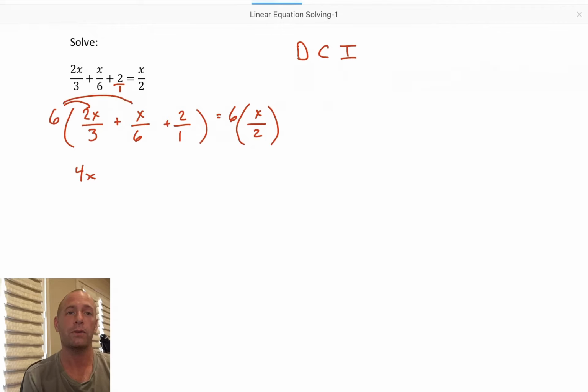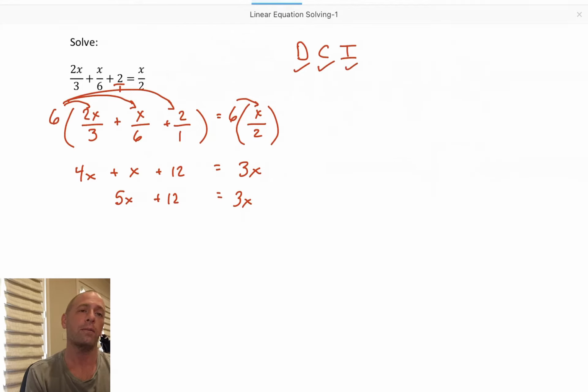6 times 2x over 3 is 4x. 6 times x over 6 is x. And 6 times 2 over 1 is 12. On the right-hand side, 6 times x over 2 is 3x. And lo and behold, we have no fractions. We can now combine our like terms on the left to get 5x plus 12 is 3x.